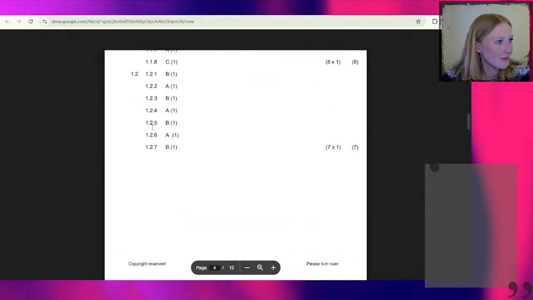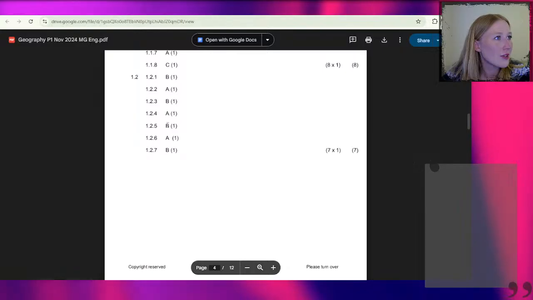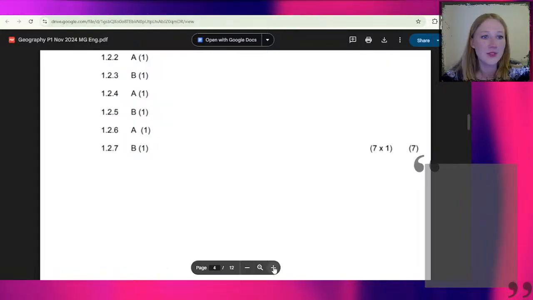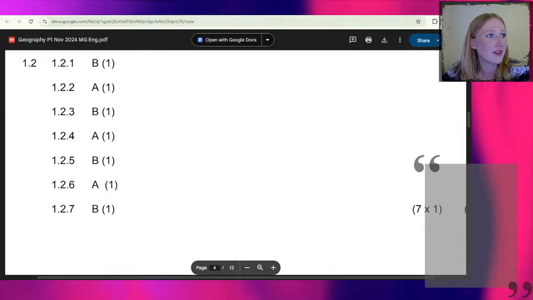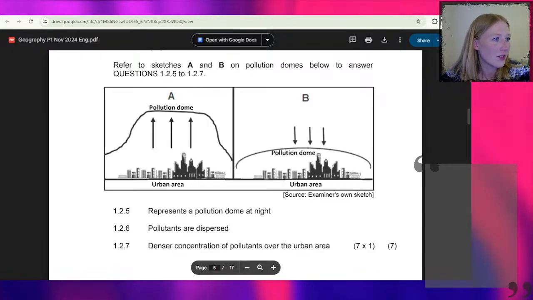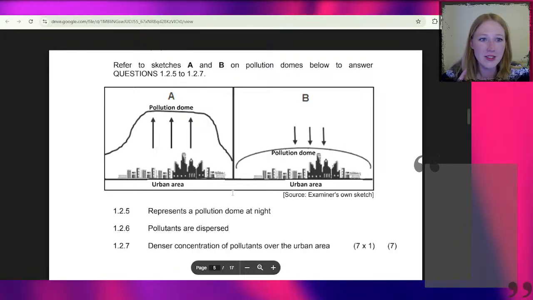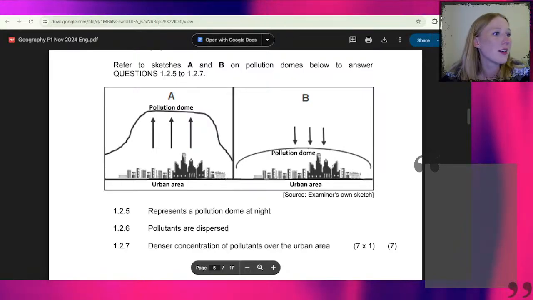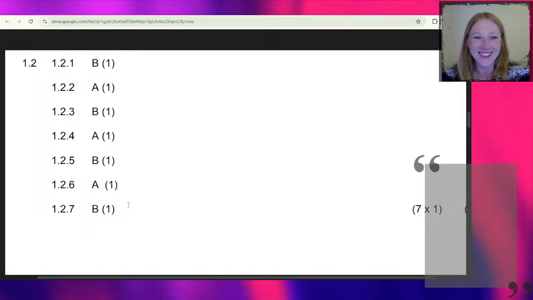Here it is. 1.2.5. Let's just zoom in so we can read it properly. Okay, so what did I say? I said B, A, and B, right? B, A, B. B, A, B. Yay! We've got this.